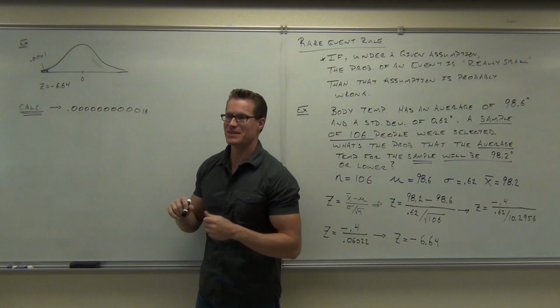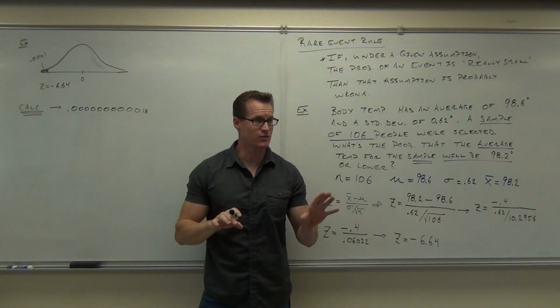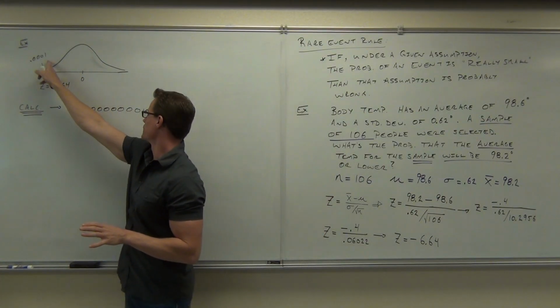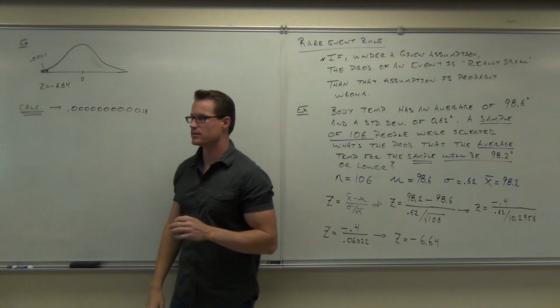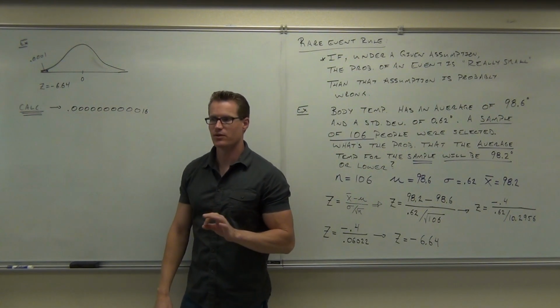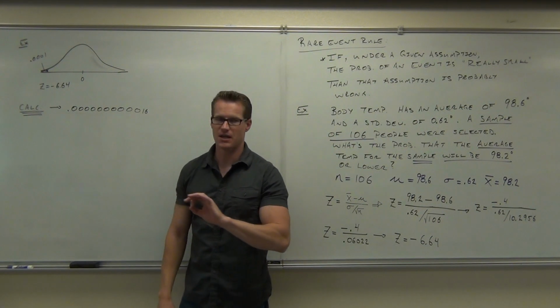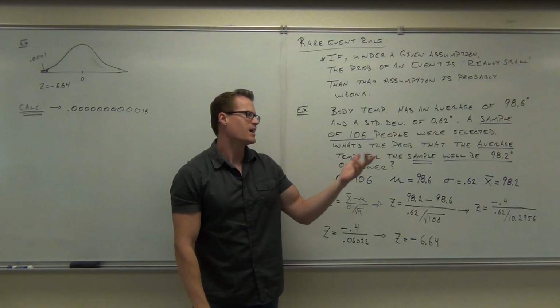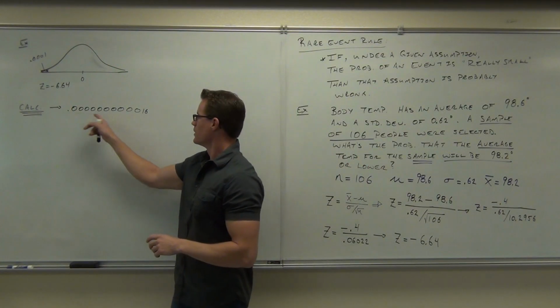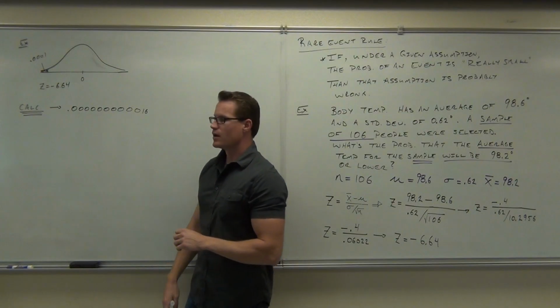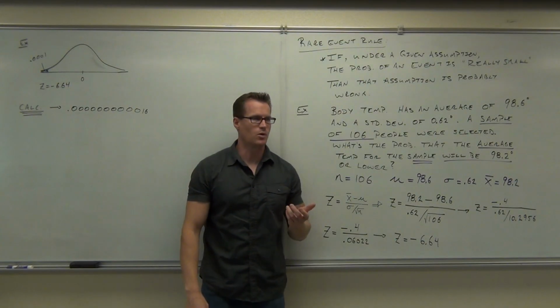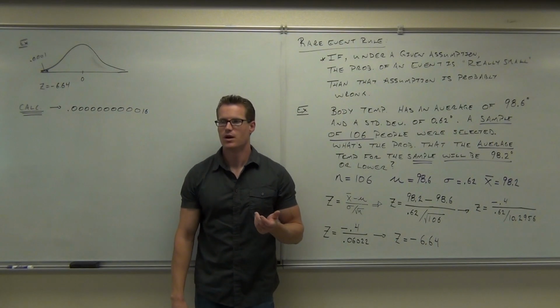By the way, this is how inaccurate that table is for this information. This is like a billion times bigger than that. So just so you know, your table after the 3 is not that accurate. Within the 3, it's relatively accurate. But here, 0.00, 10 zeros, and then is that probability large or small? Very small.